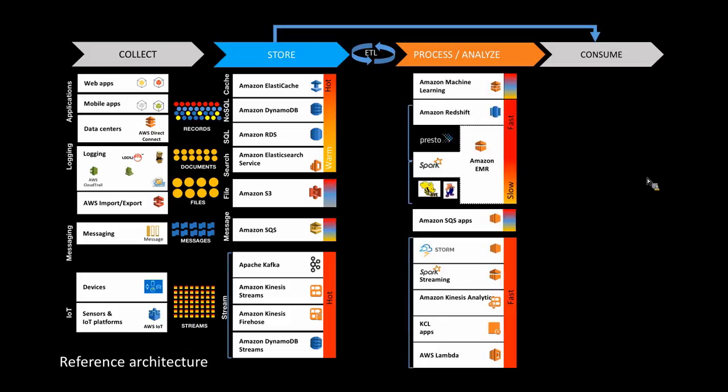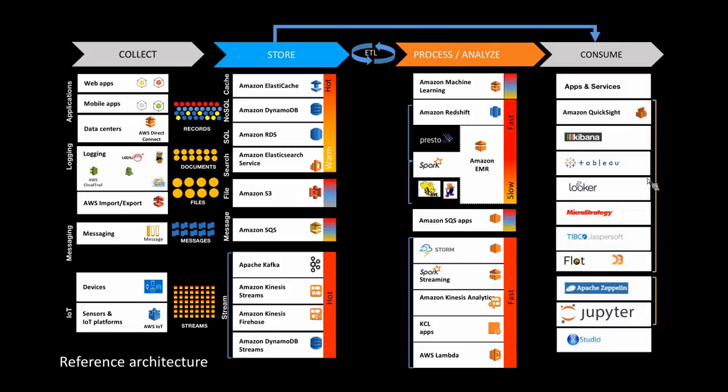And then on the processing and analysis, we have a large number of very capable, very high performance solutions, including Amazon machine learning, a bunch of EMR based systems, and we'll talk more about that, and then there's consuming of streams. And finally there's a variety of tools, both available from AWS and from third parties, that can be used to consume the data.